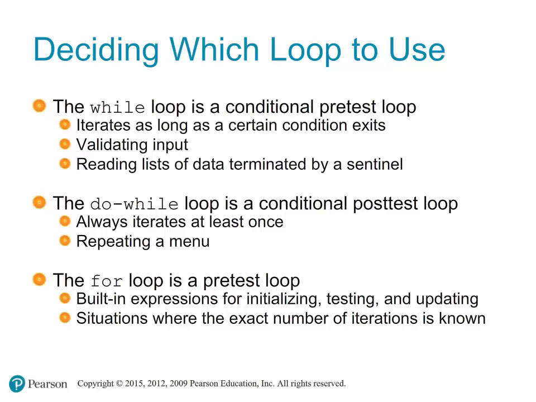The for loop is a pretest loop with built-in structure. It contains built-in expressions for initialization, testing, and updating. It iterates as long as the test condition is true. It is very useful in situations where the exact number of iterations is known in advance. When you need to repeat an action a specific number of times, you can use these counter-controlled loops.